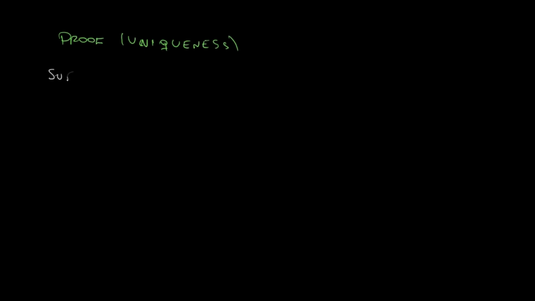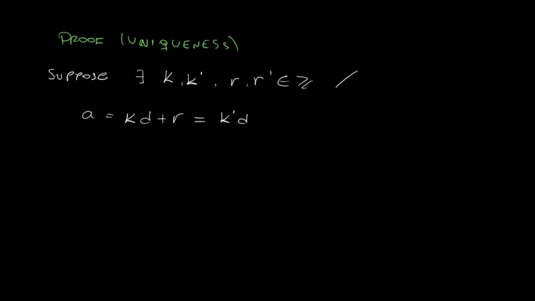So let's suppose that there exist k and k prime, r and r prime, all integers, such that we can write a as k times t plus r, and also as k prime times t plus r prime, where r and r prime satisfy that 0 is smaller or equal to r, smaller or equal to r prime, smaller than the absolute value of t.